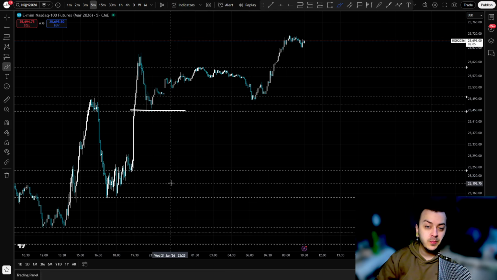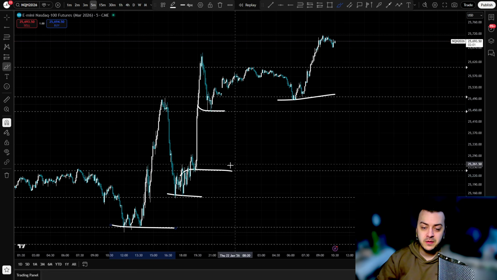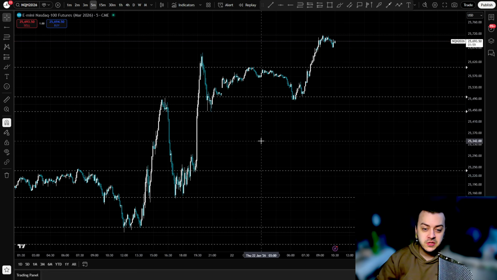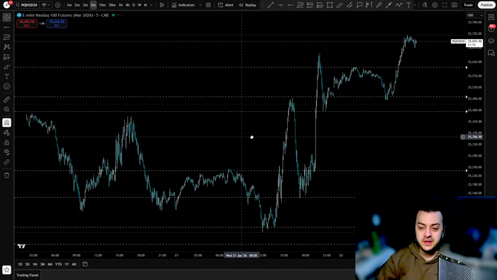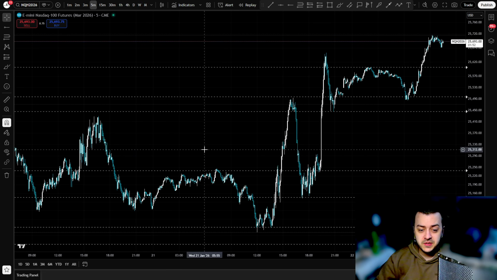You don't have to make this super complicated. As you can see, these are just really, really obvious swing lows that you could trade from. And usually when you come down and sweep these major lows like this, you will get good reactions to the upside. And I'm going to show you a few examples.